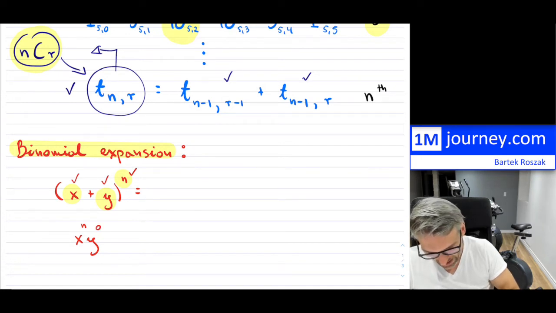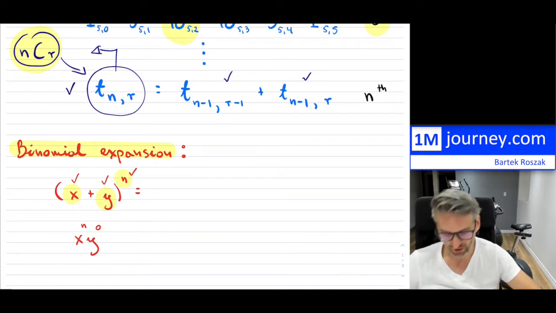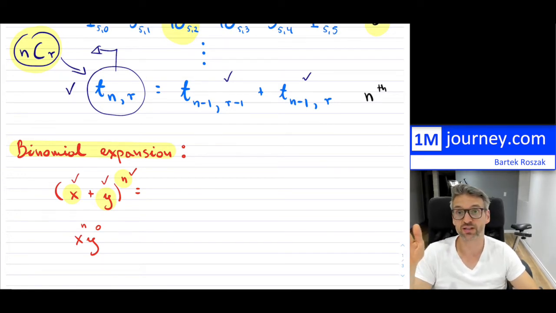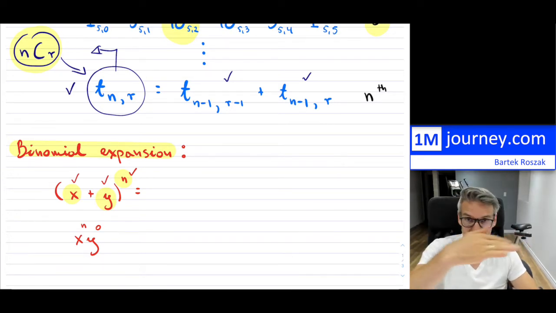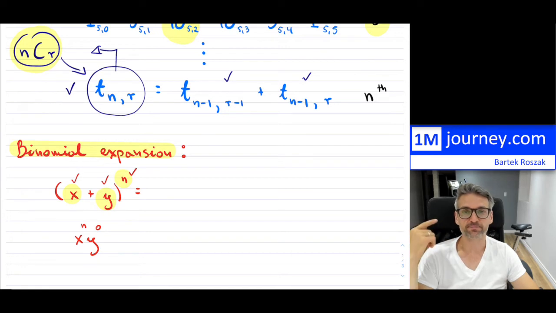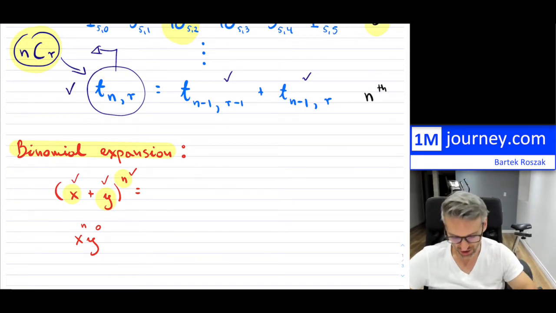Now there will be a coefficient in front, but I'll talk about the coefficient in just a moment, because that coefficient actually comes from Pascal's triangle, from that nth row. But as we have the combinations, we're going to substitute and fill in the coefficient with a combination, in just a moment.